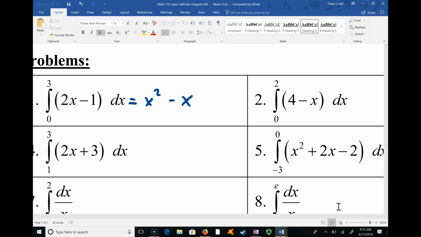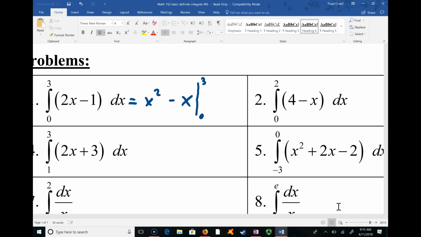Now we just have to make sure, does that give me the right derivative? If I take the derivative of this, does it work? What's the derivative of x squared? 2x. Nailed it. What's the derivative of negative x? Negative 1. That was easy. Of course, this is a definite integral, so I'm not done yet. I draw a little line here and put a 0 there and a 3 there. That tells me I have to evaluate these at 0 and 3.